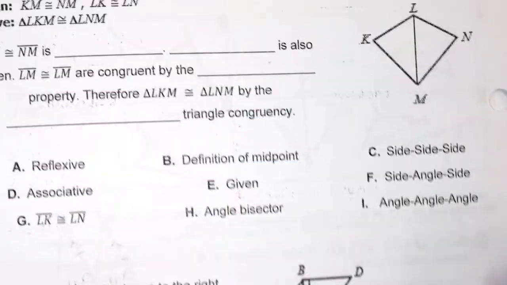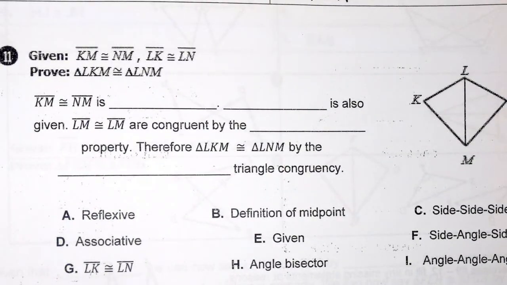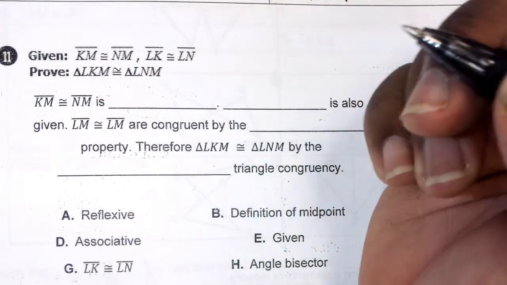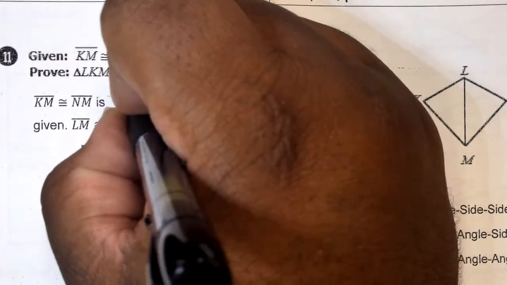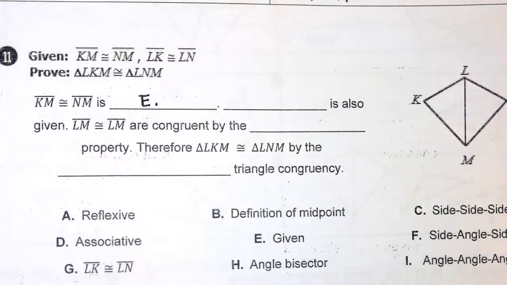Jalen. This one says, given KM is congruent to NM and LK is congruent to LN. Prove triangle LKM is congruent to triangle LNM. So the first part says KM is congruent to MN. That is what? Given. So yeah, a lot of kids like to put letters up there, but I guess you can because you probably won't be able to fit the whole thing. Guess I'll be okay with that. So E, given.